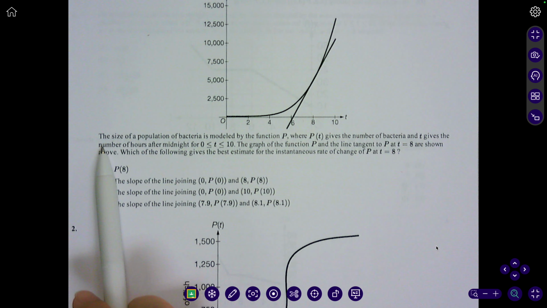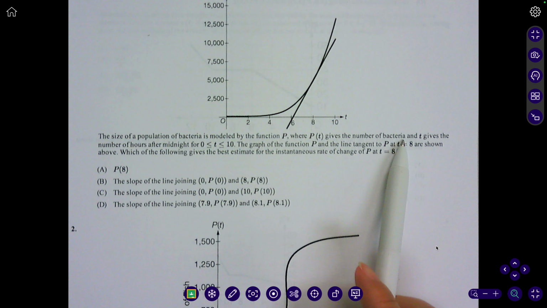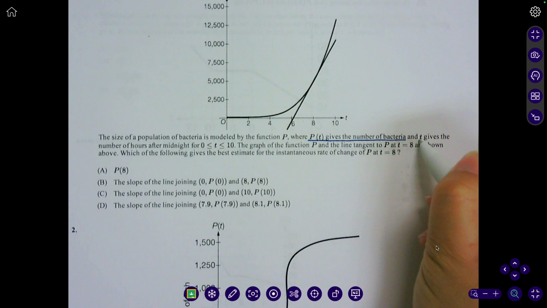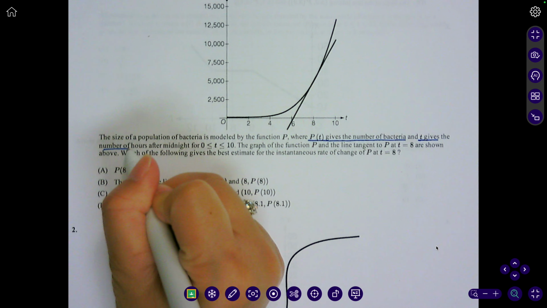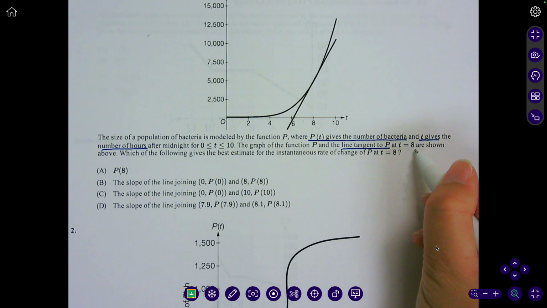The population of bacteria is modeled by the function P, where P of t gives the number of bacteria and t gives the number of hours after midnight. So let's underline that. P of t tells you the number of bacteria. t is the number of hours. So this tells you the y, and this tells you the x, which is the t there. And the hours is after midnight from 0 to 10. The graph of the function P and the line tangent, let's underline the word line tangent for me, please, and the line tangent at t equal to 8 are shown above.